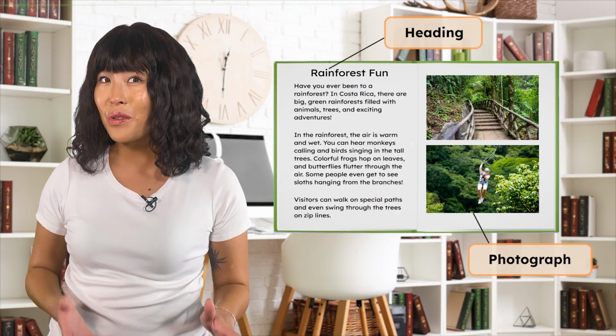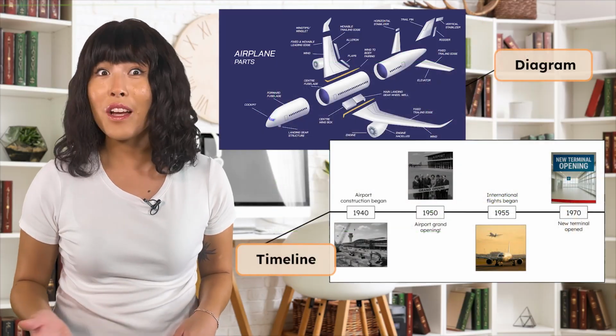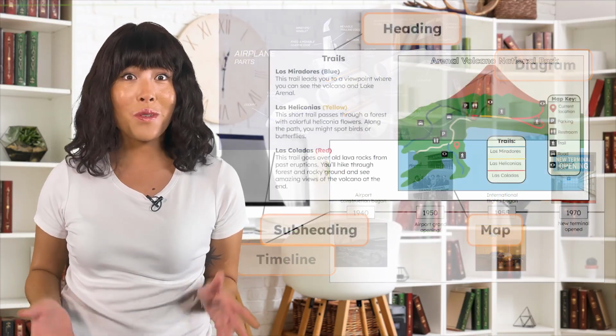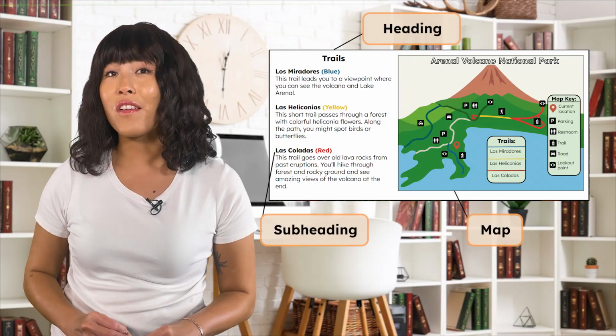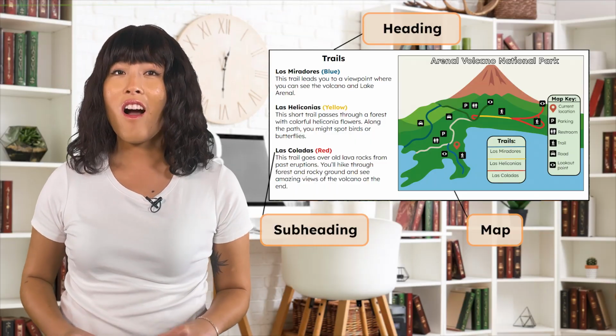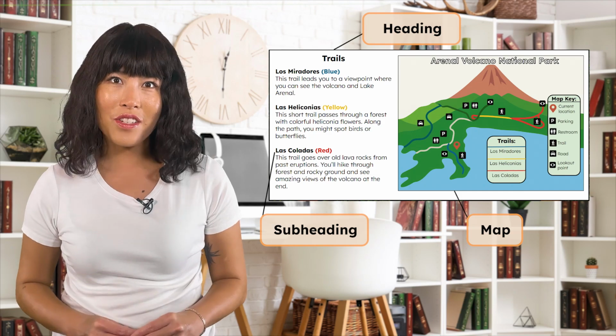Before we read their questions, let's quickly review text features and structures. Text features help readers find and understand information, like headings, maps, diagrams, and glossaries. We've seen these in action in our Costa Rica travel guide, at the airport, and during our visit to a national park. Text structures are the way authors organize information alongside these features.